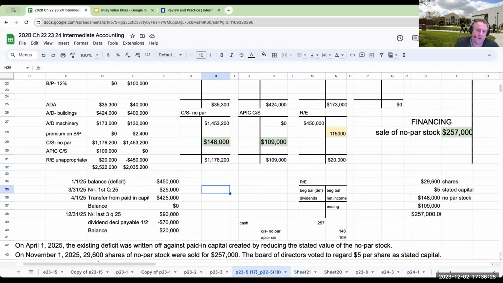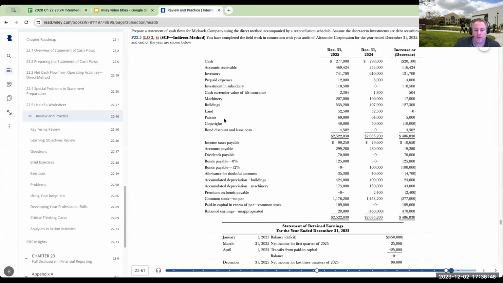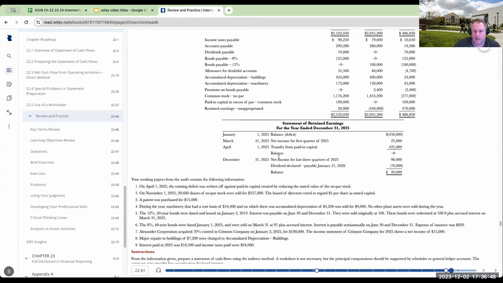So coming over here, when we look at this T account, we started with 1,453,200. We added in the 148 for the stock we just sold, or 1,601,200. This does not equal the ending balance. There's a difference here of 425. If I look at this particular question, it says the transfer from the paid in capital balance of 425.